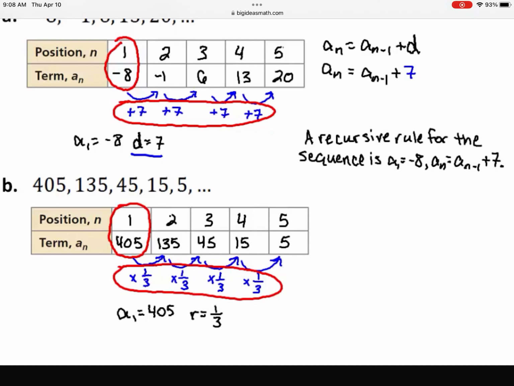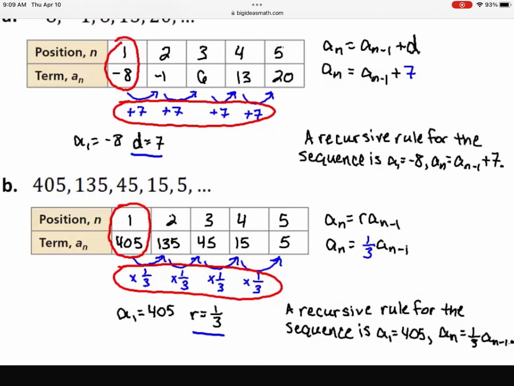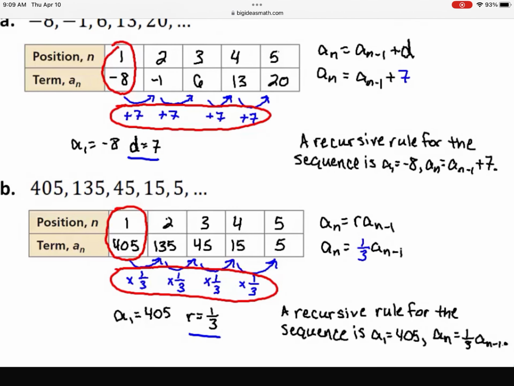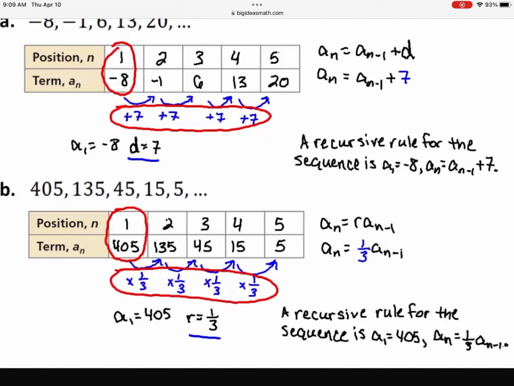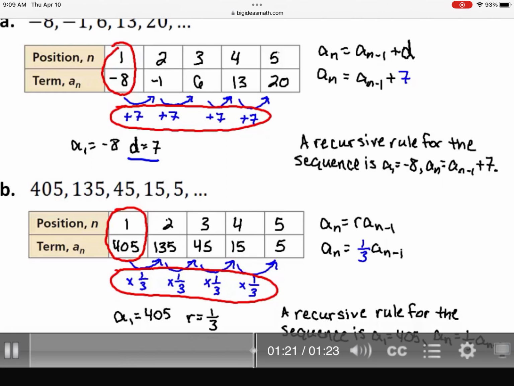The recursive equation for a geometric sequence is A sub n equals R times A sub n minus 1. To find the recursive equation for this sequence, substitute 1/3 for R. So a recursive rule for the sequence is A sub 1 equals 405, A sub n equals 1/3 A sub n minus 1.